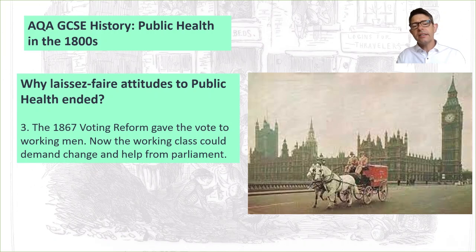Thirdly, the 1867 Voting Reform Act gave more votes to working class people. So now members of Parliament, if they wanted to be voted into power, had to offer things to the poorer working class people, like better housing, better public health, better conditions in the towns.